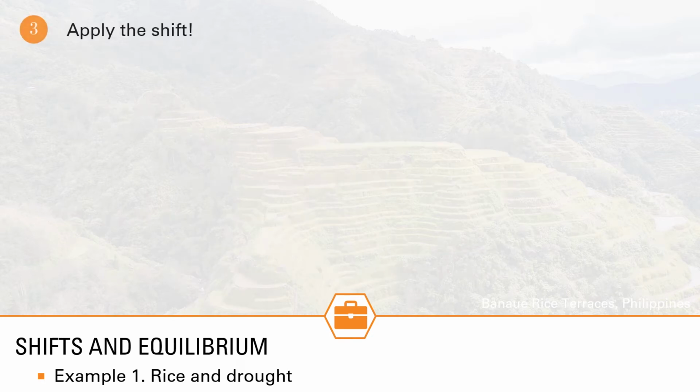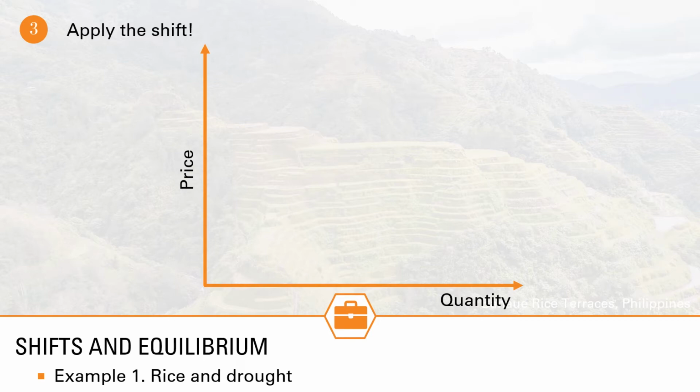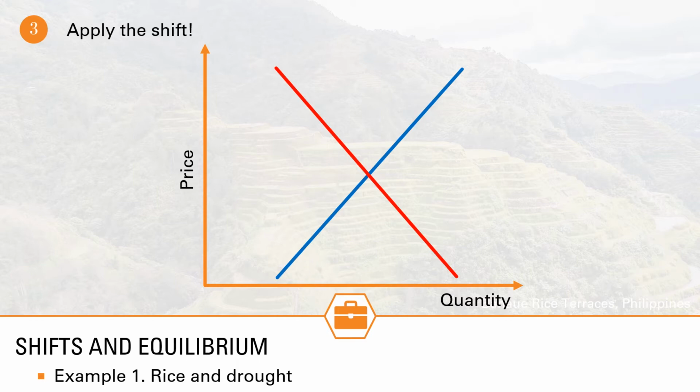The next step is to apply the shift. Before we can apply the shift, we probably need the curves first to shift, right? So let's draw in our price versus quantity curve, and there's a supply curve and there's a demand curve, right? And of course we have the original equilibrium, which is in purple, okay?